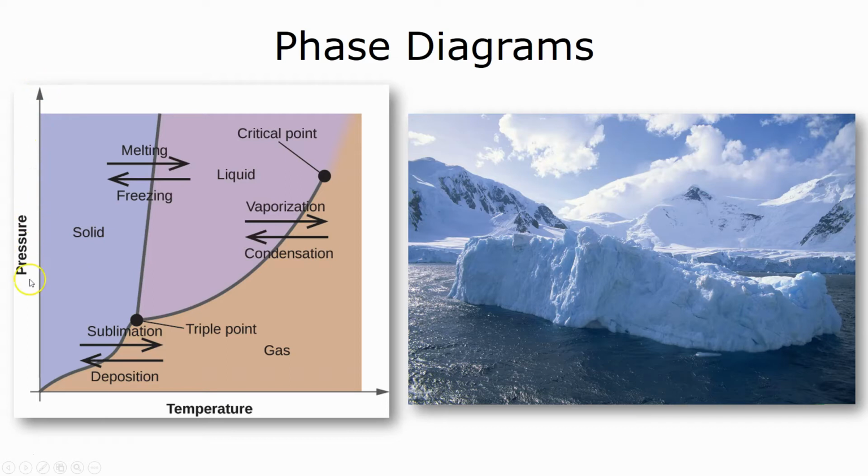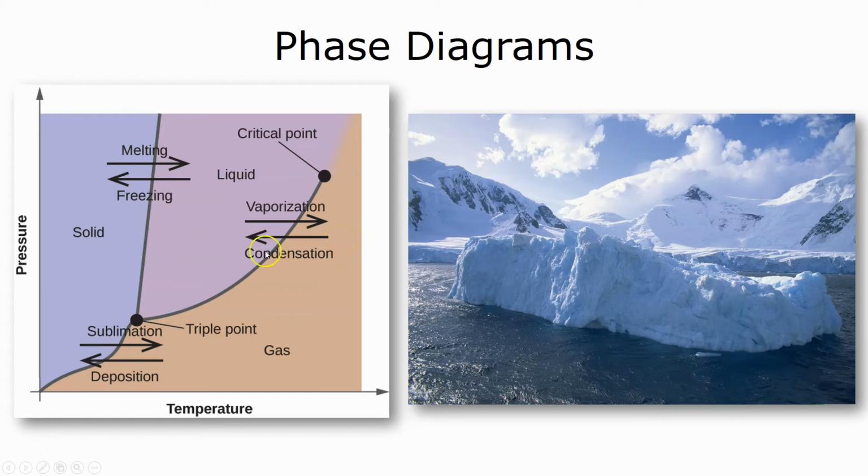We have pressure on the y-axis and temperature on the x-axis. Well, let's think about this. If we keep our pressure the same, which in general we do, as we move from very low temperatures to higher temperatures, we go from a solid at low temperature, we cross this line here into liquid, we melt, and then finally as we increase the temperature, we're going to cross this line from liquid to gas, vaporization or boiling.